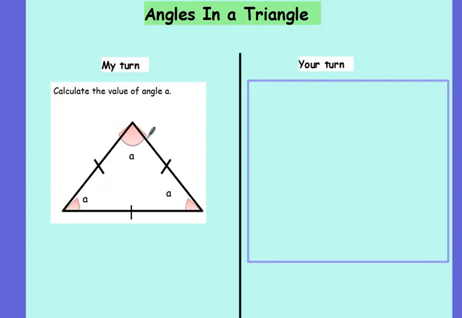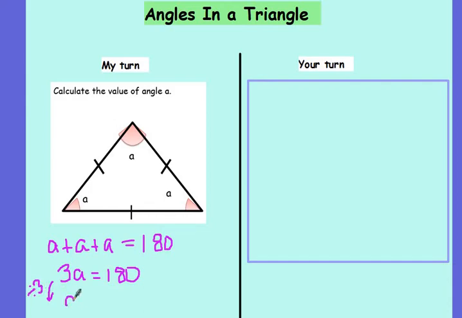Okay, I've now got an equilateral triangle where all my sides are exactly the same length and all my angles are exactly the same. If the angles in a triangle add up to 180, I know that A plus A plus A is going to equal 180. Lily, how else could I write A plus A plus A? I could write it as 3a. Fantastic. And we're really good at solving linear equations now. If I divide both sides by 3, I know that A is equal to 60 degrees. And this is true in all equilateral triangles.